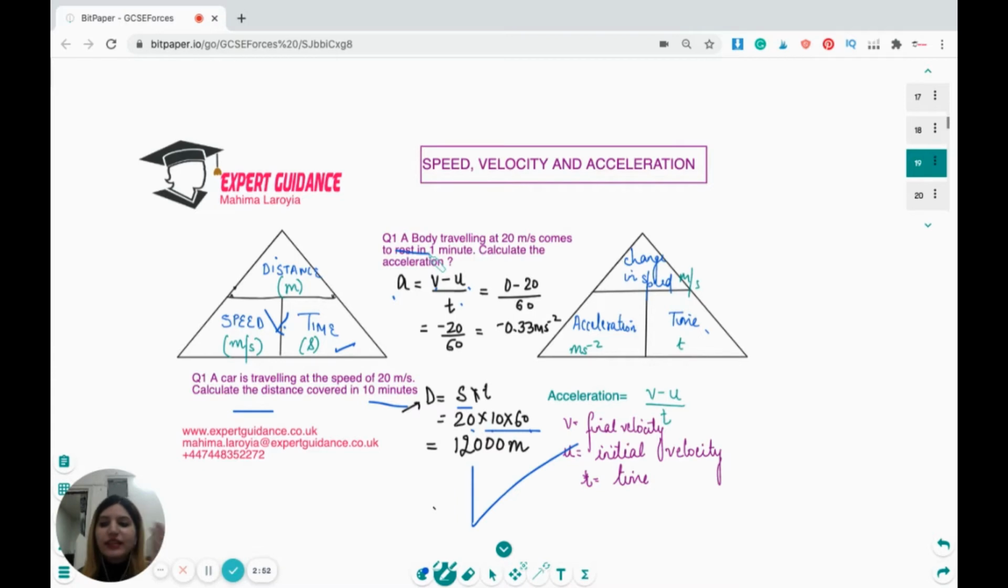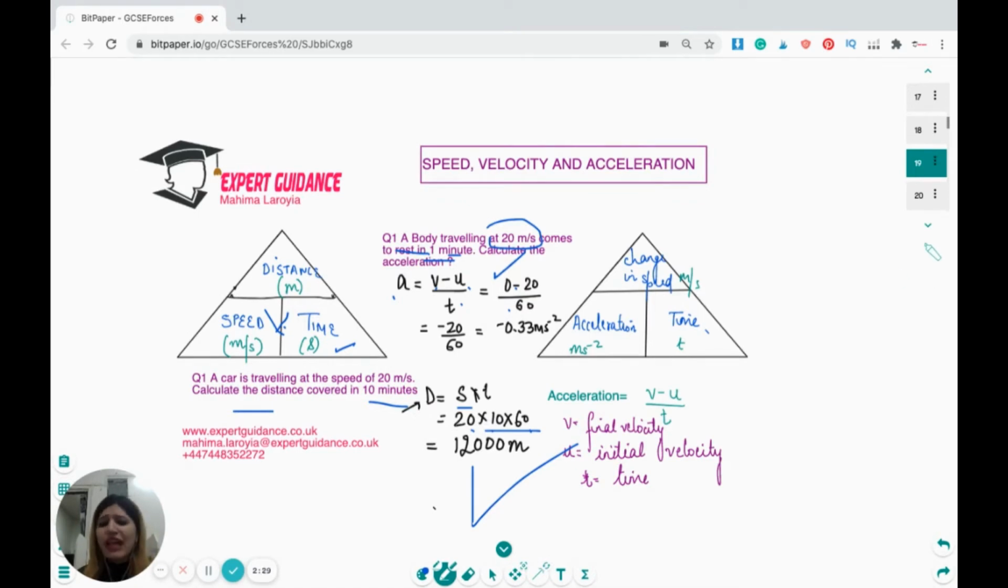It means it has finally stopped. So my final velocity will be 0. Take away the initial velocity, which is 20 meters per second, over the time. Time is 1 minute, which is 60 seconds. So minus 20 over 60 is minus 0.33 meters per second squared. And here again, the time was in minutes, so we have converted it into 60 seconds.